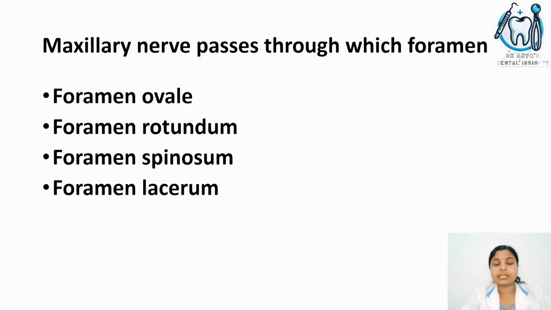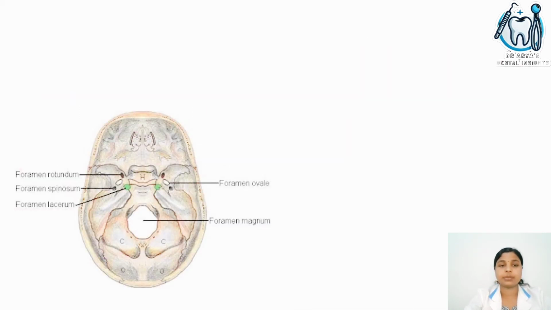So coming to the next question, the maxillary nerve passes through which foramen? Foramen ovale, foramen rotundum, foramen spinosum and foramen lacerum. So let's go to the discussion. These are the various important foramina. This is the foramen ovale, this is the foramen magnum, this is the foramen rotundum, this is the foramen spinosum and this is the foramen lacerum.